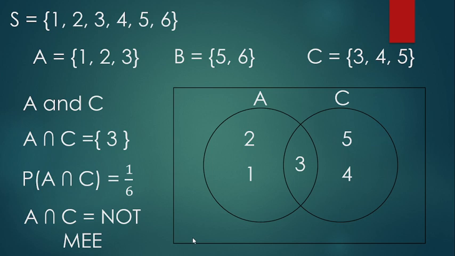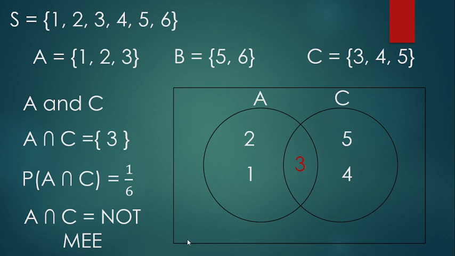Alright, so next slide. From the next slides, we have set A and set C: 1, 2, 3, and 3, 4, 5. Can you see any intersection if you're going to tell A and C? Or you could say A intersection C. What is the intersection between the two sets? We know that it is 3. And the probability of the intersection of A and C is 1/6. Do they have an intersection? Yes, they have an intersection. Therefore, A and C are not MEE. Okay po? They are not MEE. Next slide.